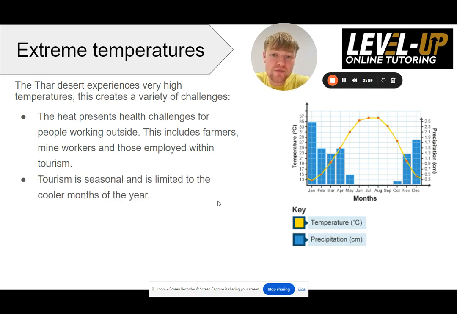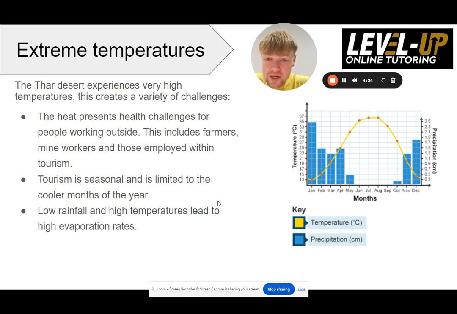Equally, tourism is seasonal and limited to the cooler months of the year. So if I work within that industry, I am not earning a consistent and continuous wage for 12 months of the year. It's very much focused within the winter months that tourists visit the Thar Desert.